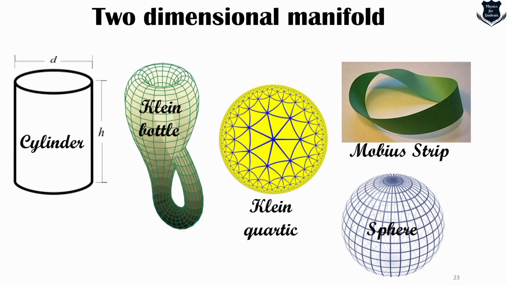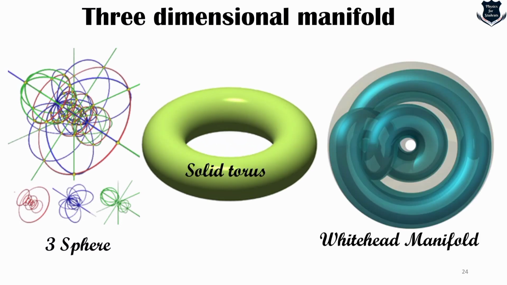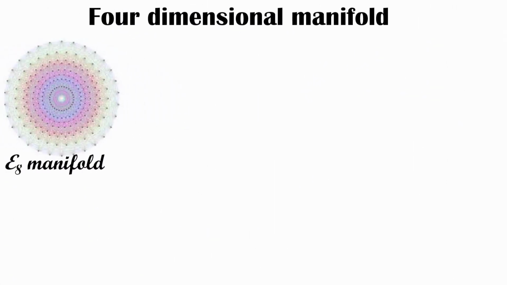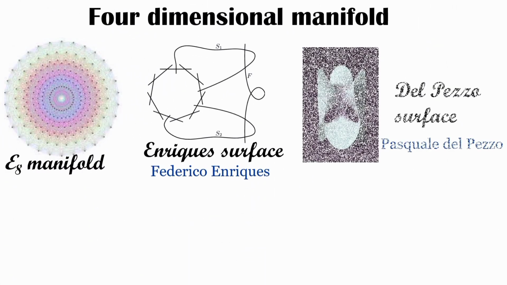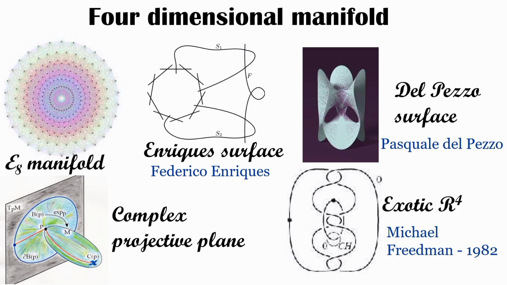Each of these objects, their history and details, I have dealt with in a separate video on differential geometry. You can have a look at it. This is the two-dimensional manifold. When we talk of the three-dimensional manifold, a three-sphere, a solid torus, and the Whitehead manifold come into play, discovered by the founder of homotopy theory, J.H.C. Whitehead. I'm not going into much detail, just giving you a glimpse. Four-dimensional manifolds are very difficult to display, but here they are: the E8 manifold, the Enriques surface, the Del Pezzo surface, the complex projective plane, and exotic R4, discovered by Michael Freedman in 1982.